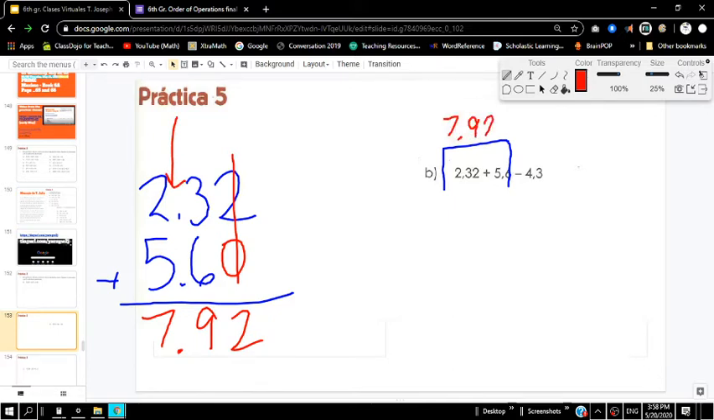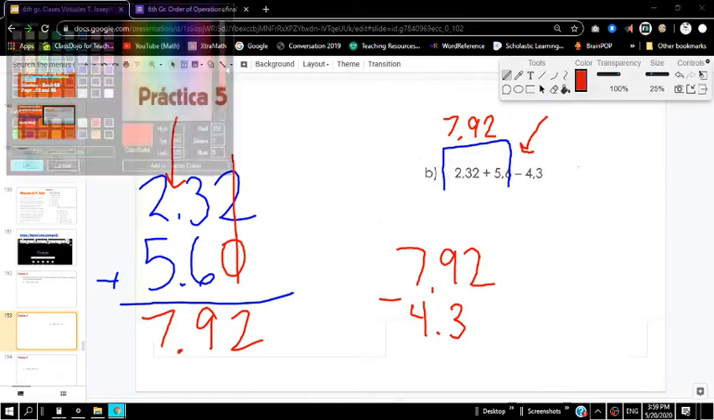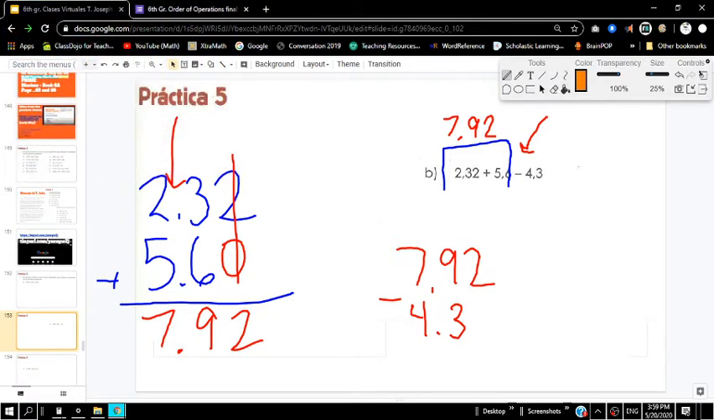7.92 is just the first part, just the first step of this order of operations problem. Now we need to go on to the subtraction, the second step. Okay, 7.92 minus 4.3 is my next step. Again, I'm going to just fill in that blank with 0, just so that we can subtract a little bit easier. 2 minus 0 is 2. 9 minus 3 is 6. And 7 minus 4 is 3.